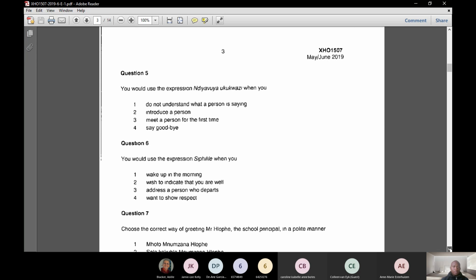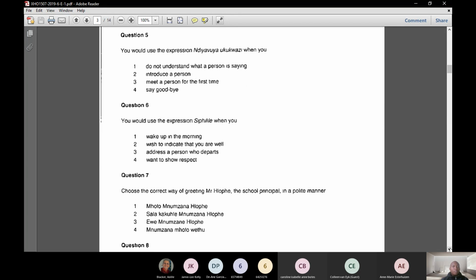Question 5 says you would use the expression ndiyavuya ukukwazi when you, number 1, do not understand what the person is saying. Number 2, when you introduce a person. Number 3, when you meet a person for the first time. Number 4, when you say goodbye. What's our answer for question 5? Is it number 3? When you meet a person for the first time.